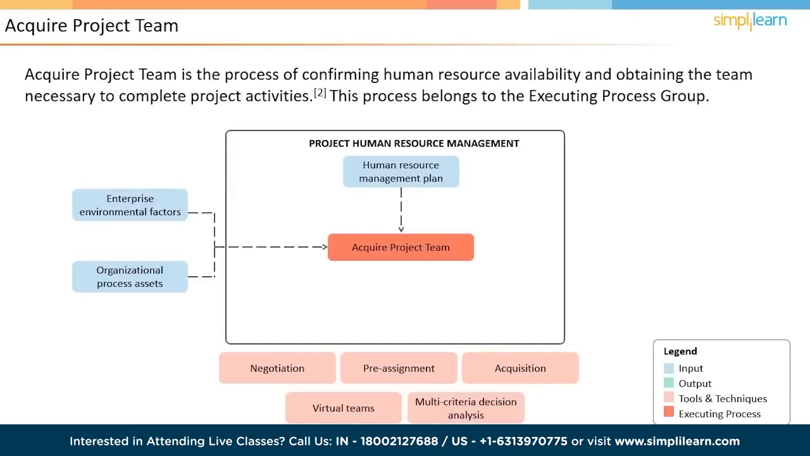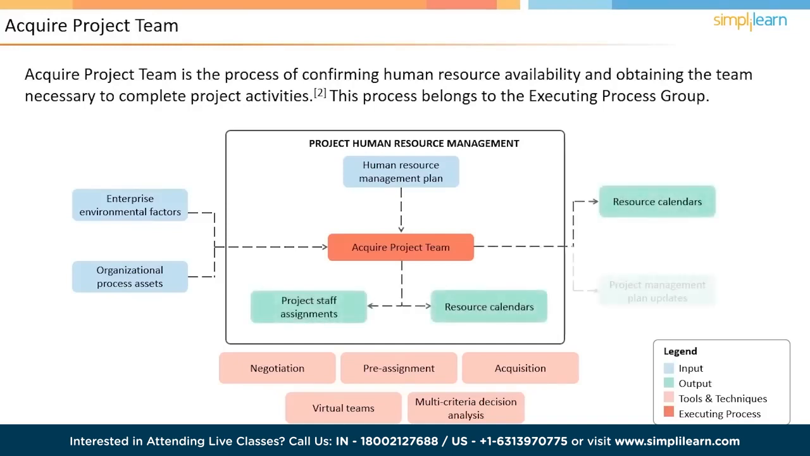While acquiring the human resources for the project, it is important to consider a number of factors, such as availability, cost, skill set, experience, attitude, relocation needs, etc. These criteria have to be considered in totality and balanced out against the project's requirements. The output of this process is project staff assignments, resource calendars, and updates on project management plan.